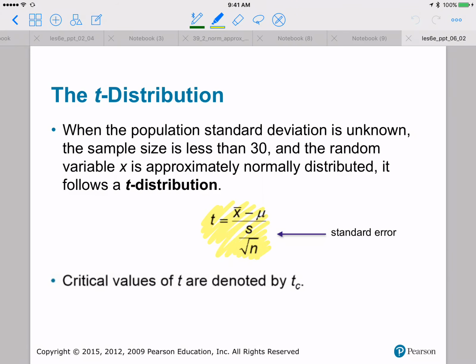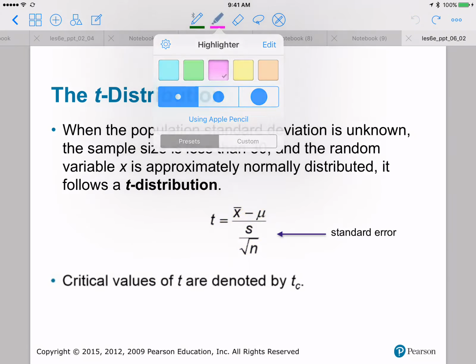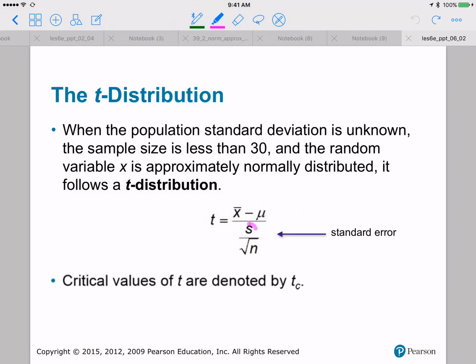The thing to notice in this formula is that we've got S, which is the standard deviation of the sample. So this t-distribution is not based on sigma, it's instead based on S. And it's a translation and a scaling of a normal distribution. I pointed this out before, but critical values of t are denoted by t sub c.